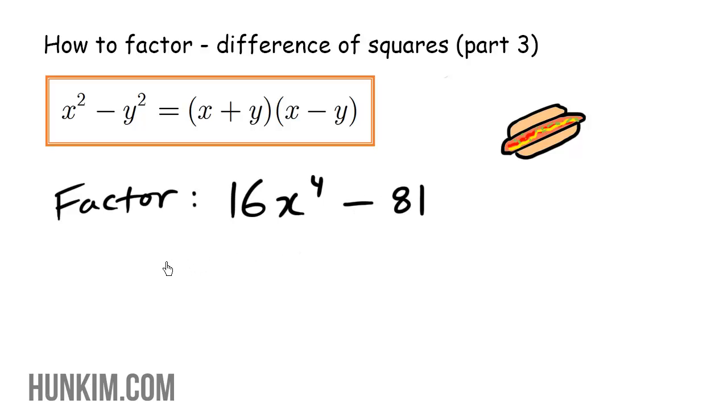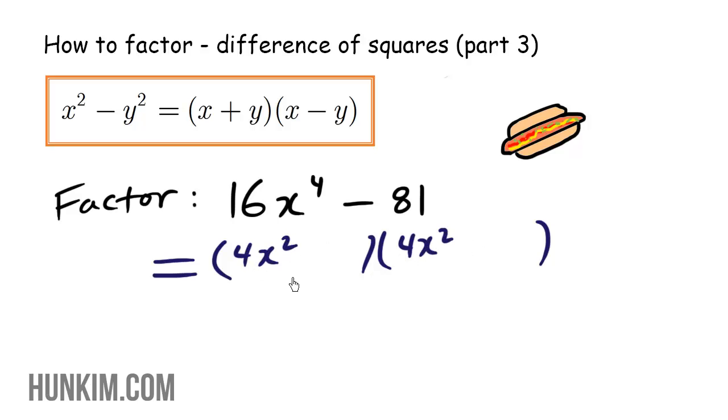So let's say this here is equal to something times something, and the square root of 16x to the 4 is going to be 4x squared, 4x squared. 4 times 4 is 16. X squared times x squared is x to the 4 because we're going to add the exponents. 2 plus 2 is 4. Write down your plus minus. What times what is 81? We have 9 times 9.